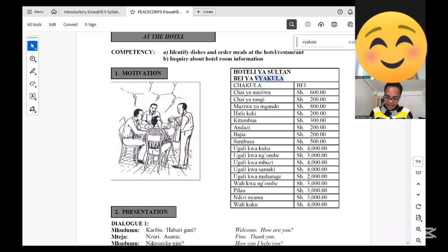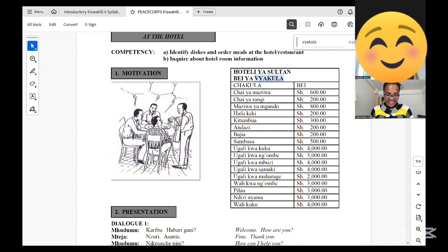Endelea. But what does it mean, kitumbua? I'm coming. Okay. Just continue with the next one. Andazi, I also don't know. Have keki. Continue. Bajia. Bagia, you also don't know. Continue. Sambusa, I know, but I would just translate it as sambusa. Samosa, yes.